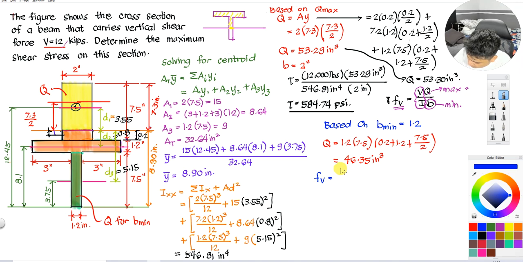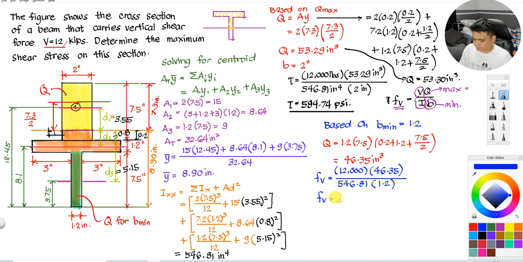Okay? So, again, V, 12,000 pounds. Q is 46.35 all over the IB. So, ang I natin is 546.81. At ang B na gagamitin ko is 1.2. Okay? So, I have now the FV is equals to 12,000 times 46.35 all over 546.81 times 1.2. So, you can have 847.64 PSI. Okay? So, again, nakakuha ulit ako ng isa.